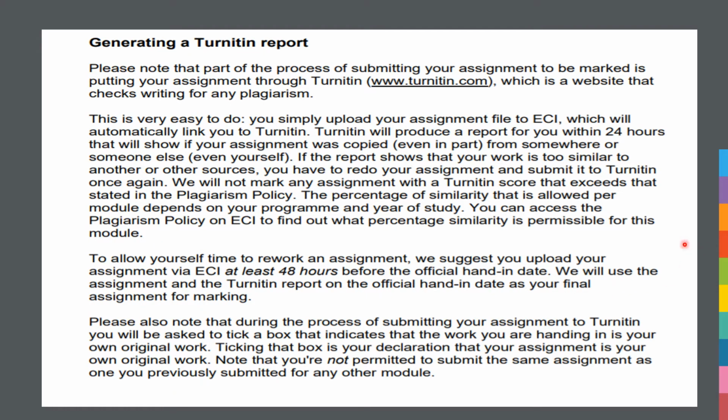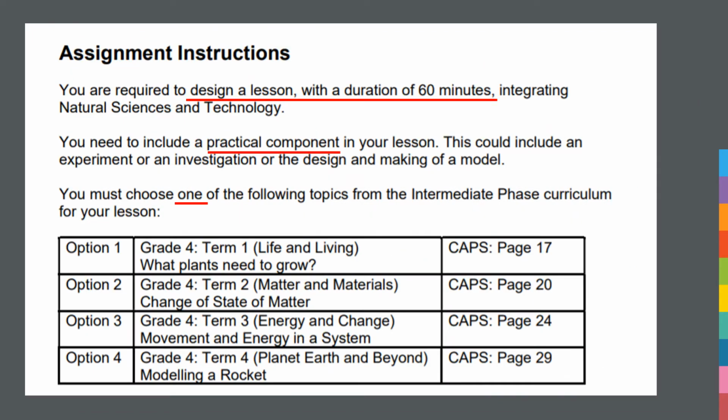This slide here just gives you the details of how to generate your Turnitin report. This information is also found in your assessment guide, which you can go through in detail. Your assignment instructions. So you and your group, if you are working as a group, are required to design a lesson with a duration of 60 minutes integrating natural sciences and technology.